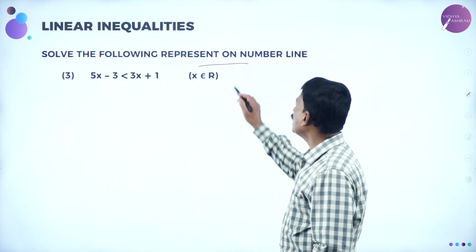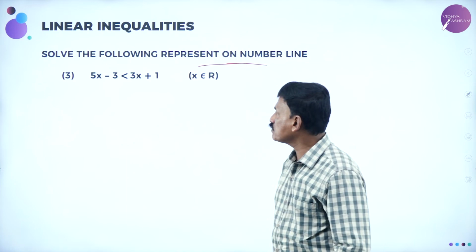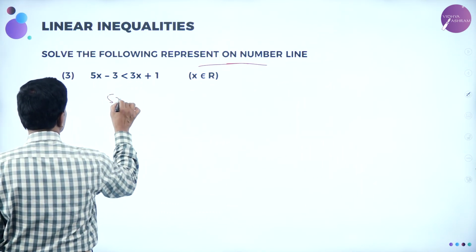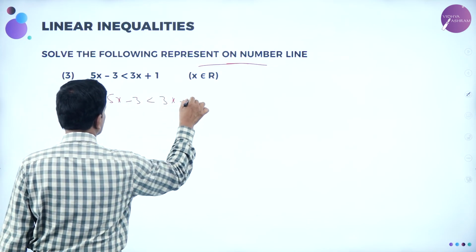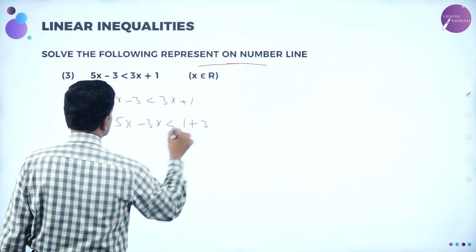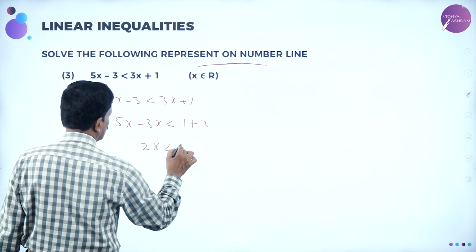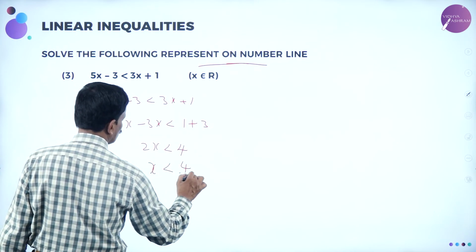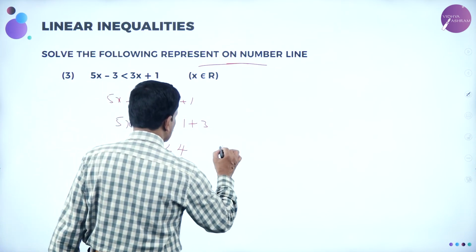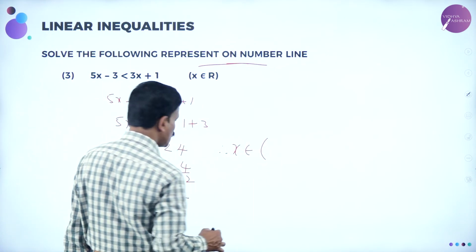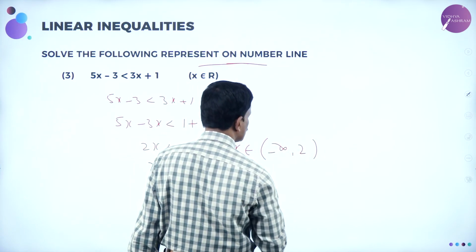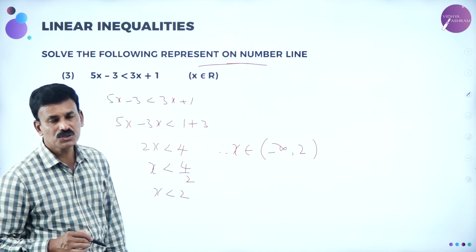Now, solve the following and represent it on the number line. 5x − 3 < 3x + 1. Here, given inequality is 5x − 3 < 3x + 1. 5x − 3x < 1 + 3. 5x − 3x is 2x, which is less than 4. x is less than 4 by 2, which is x < 2. So, therefore, the solution set is x less than 2. Less than 2 means this is 2 and less than 2 is minus infinity. Minus infinity comma 2 is the solution set.